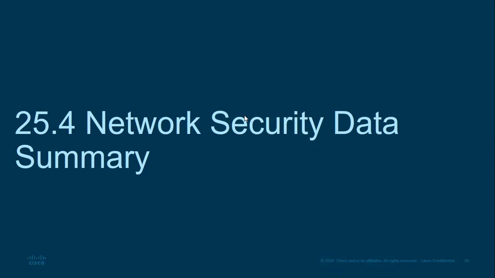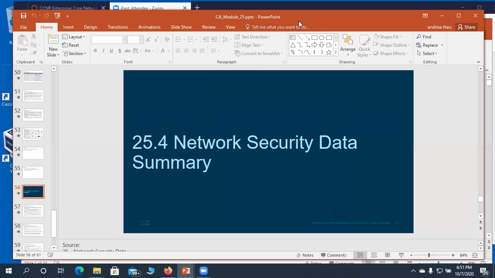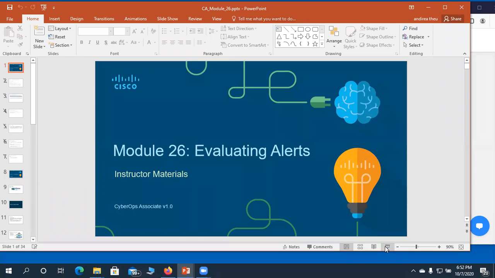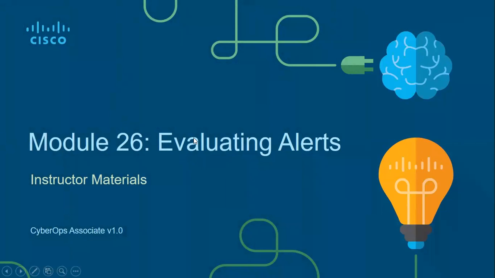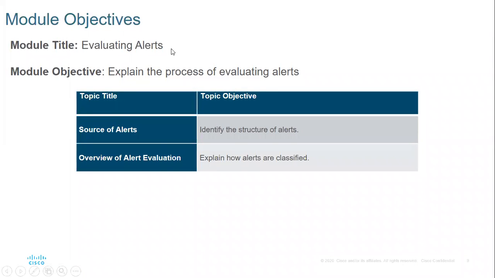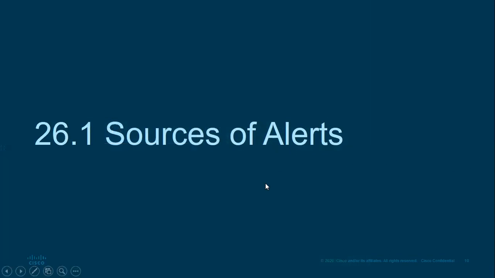So that is that on network security data. After having looked at network security data, we need to look at some of the tools which you can use to analyze data. Module 26 deals with evaluating alerts. How do you evaluate an alert? The module objective is to explain the process of evaluating alerts.